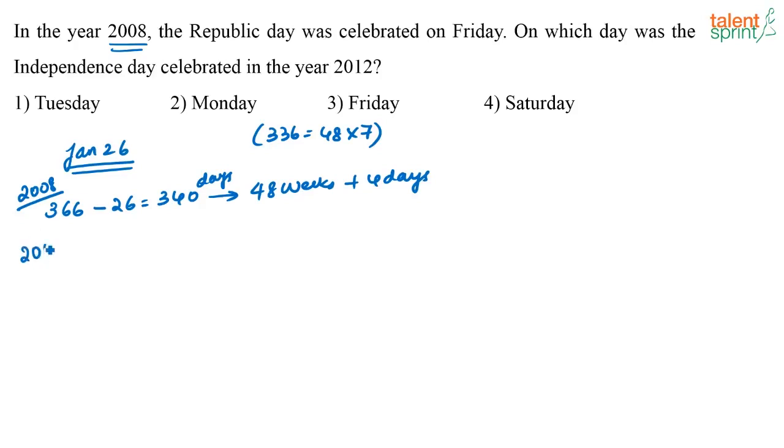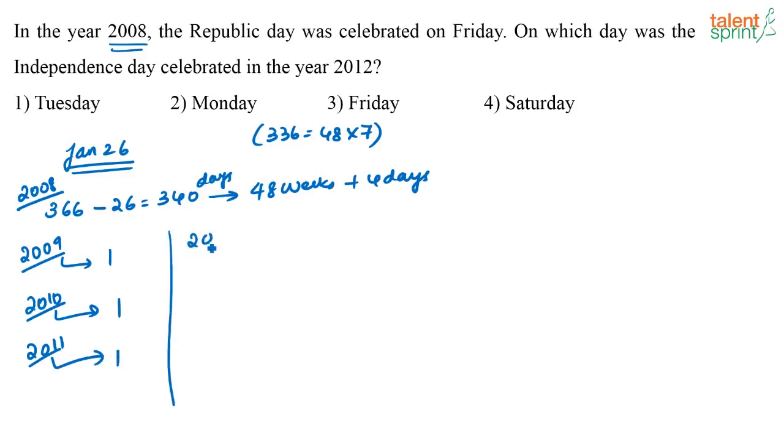Now in the year 2009, how many odd days do I have? 2009, I have 1 odd day. 2010 again 1 odd day. 2011 again 1 odd day. Now I am coming to the next year, 2012. When it comes to 2012, I have to find out which day was August 15th in 2012. Basically, I am trying to add the number of odd days. Here in 2008 I have 4 odd days, here 1, 1, 1. So in total it has become 7 odd days, which is actually equivalent to 0.